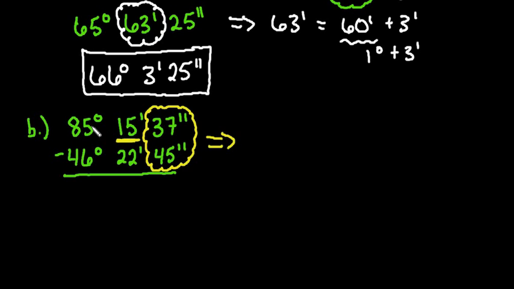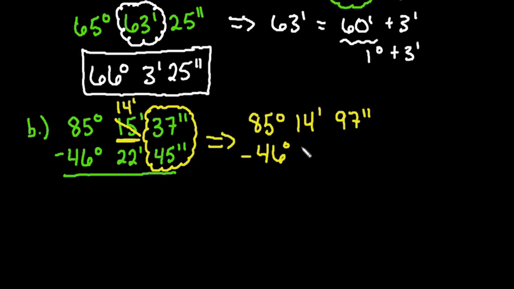So what I'm going to do is leave the 85 degrees the same. I'm going to borrow 1 minute from here, so this will become 14 minutes. And I'm going to add it into this part right here. So remember that 1 minute is 60 seconds. So if I add the 60 seconds into here, I end up with 97 seconds. And the second part's going to stay the same. I'm not going to change it. So it stays the 46 degrees, 22 minutes, and 45 seconds. So now I'm able to subtract these two.